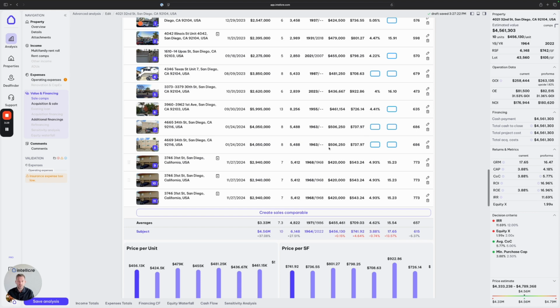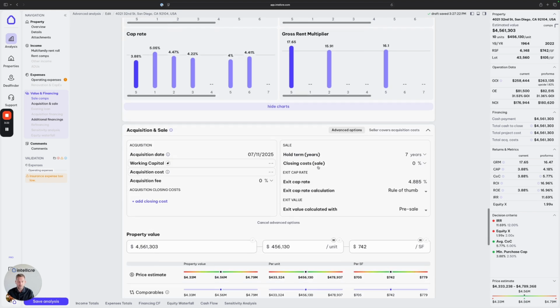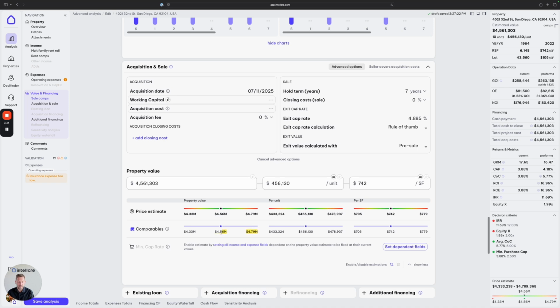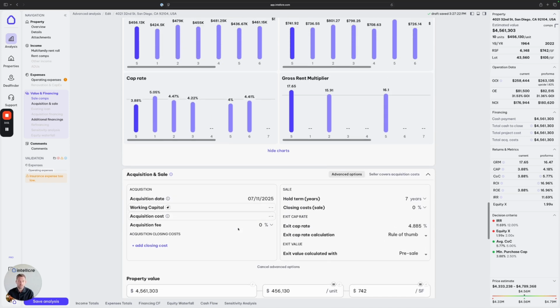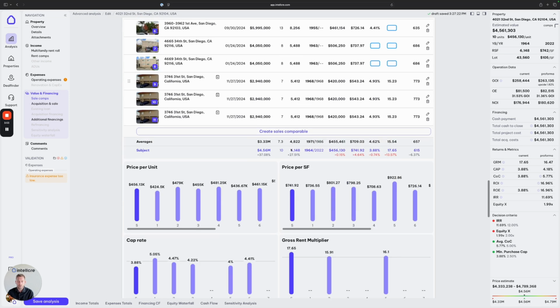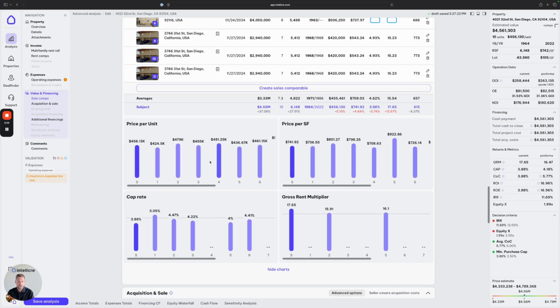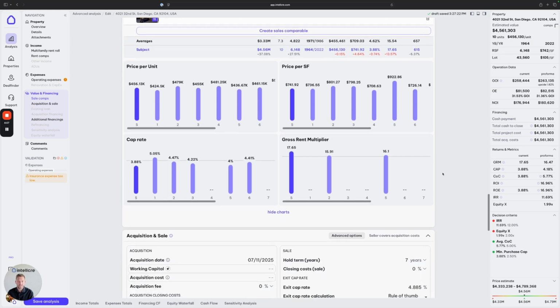Now, the sales comps are being used by the system to show us the price estimate for this property. So we don't need to do the math. The system is doing the math for us and is showing us a range, in this case between 4.3 and 4.8 million, of where this property should sit given the sales comps in the market. Right below the sales comps, we see some charts, and we see that the profile of these comps is very similar to our subject property. So we should be pretty confident that we're using good sales comps.